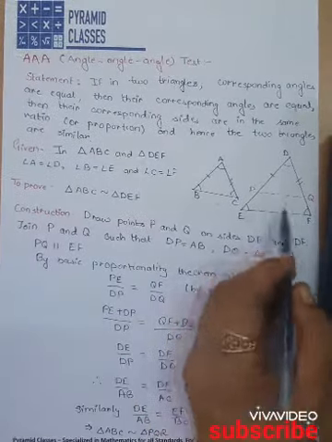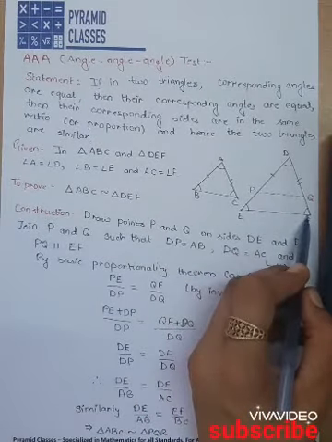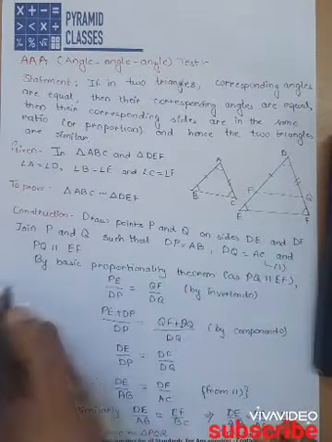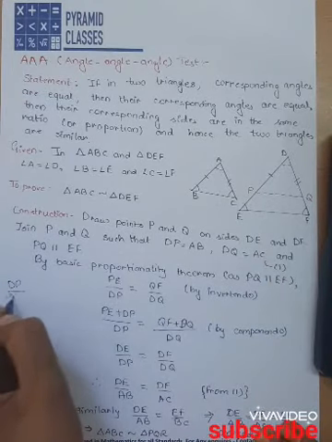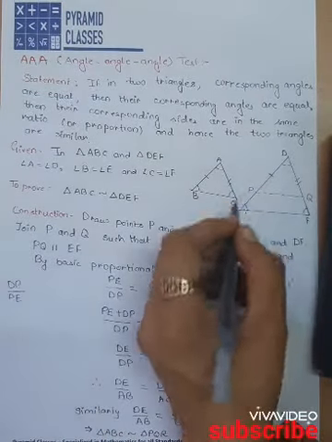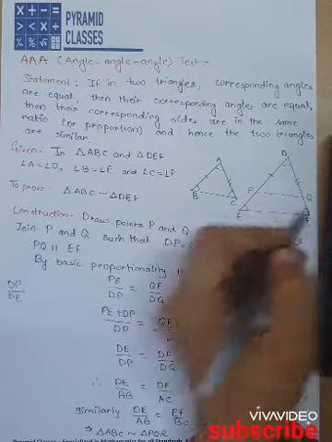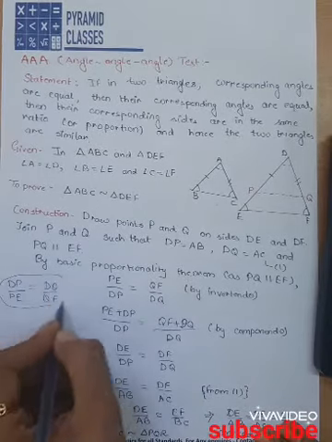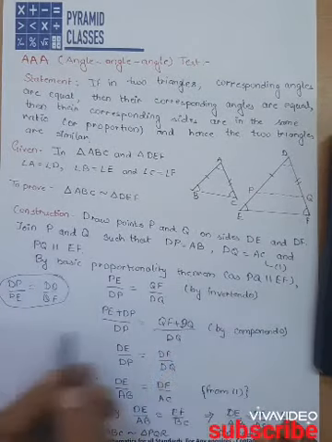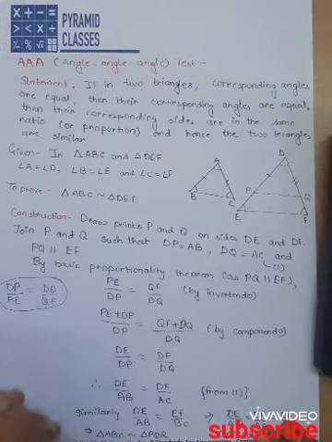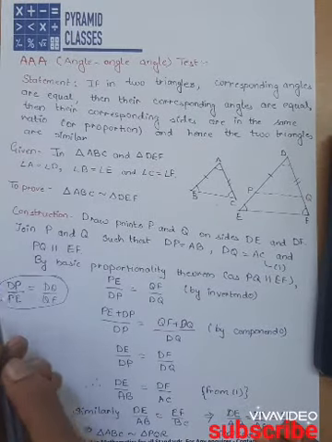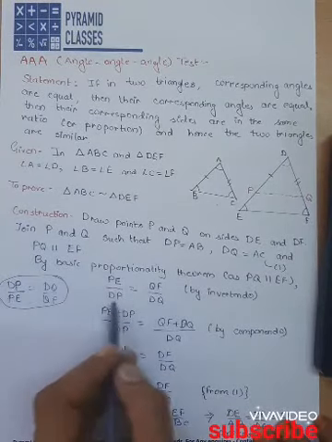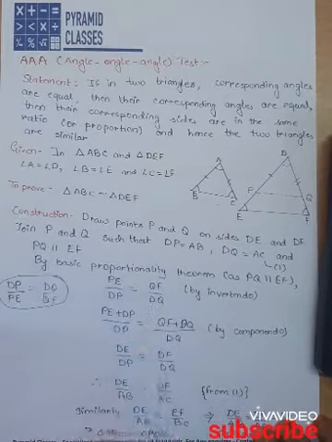Now we have PQ parallel to EF. Then by using the basic proportionality theorem, we can say that DP by PE equals DQ by QF. We will use invertendo. Invertendo means we simply invert this, converting the denominator into the numerator and the numerator into the denominator. So we get PE by DP equals QF by DQ.